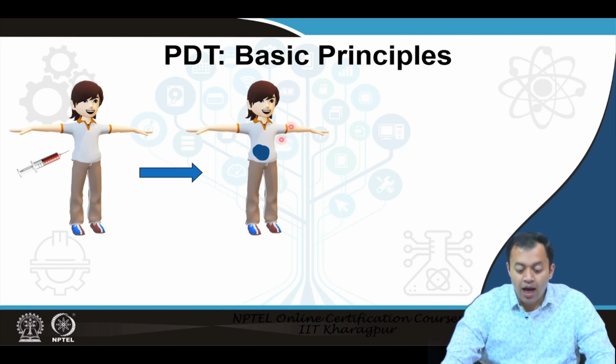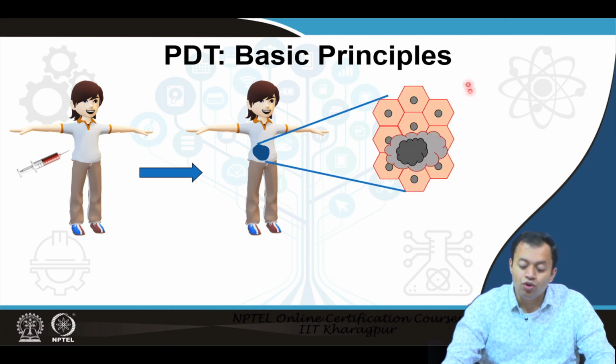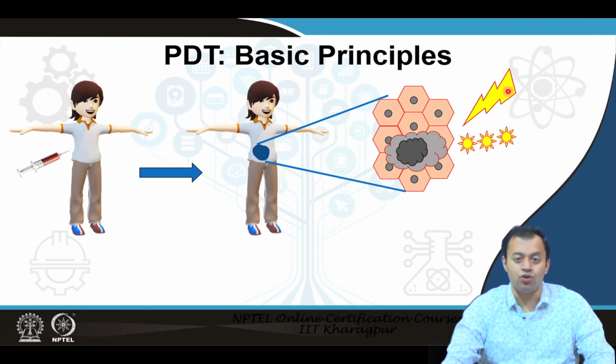Then we induce light into that particular area. So, this is the zoomed in version of the area, this is the zoomed in tissue, these are the normal tissue, this is the overall tumor that has formed, this is the cancerous growth, this is the metastasizing part, and you shine light onto it.